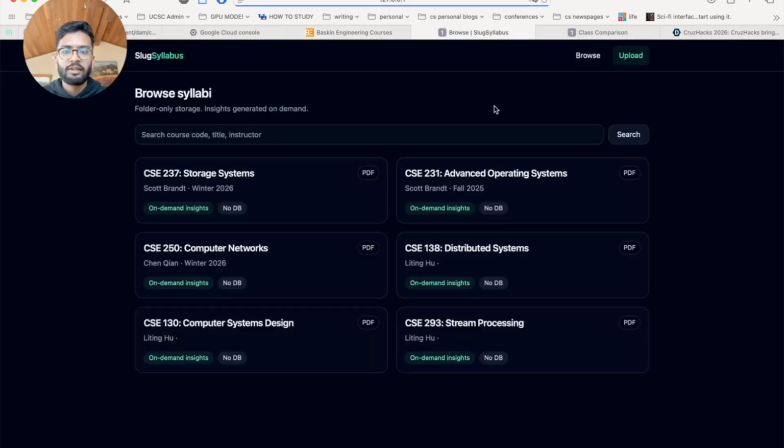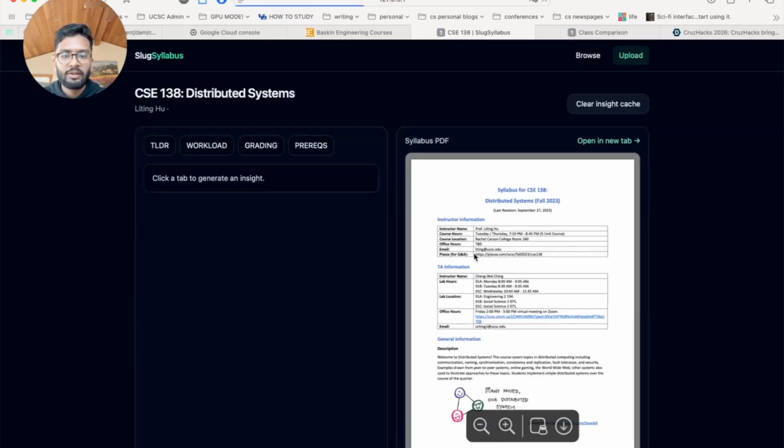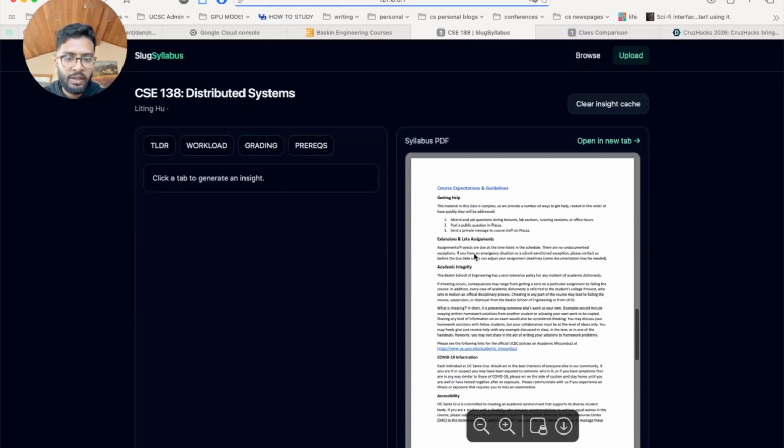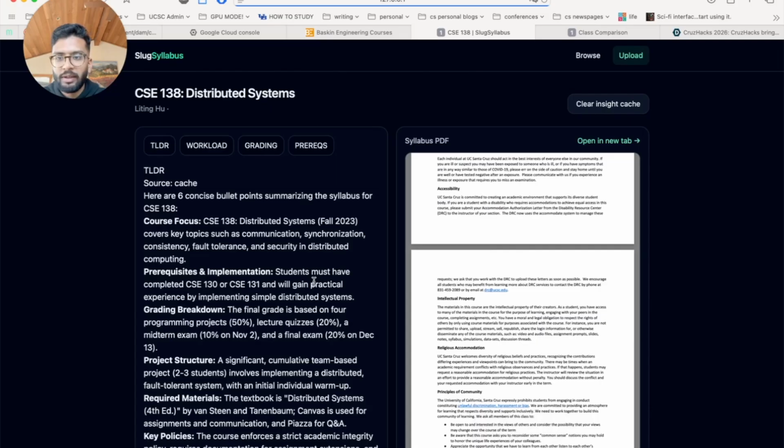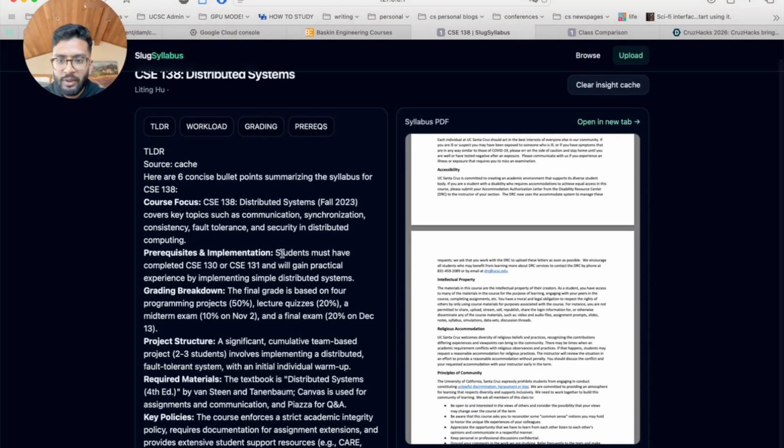So instead of browsing the course catalog, you should browse SlugSyllabus, where users can upload previous syllabi and you can browse them at your own leisure. So let's look at the same class. We have the actual PDF if we want to read it, but we can use Gemini to generate some insights. So what do we learn?